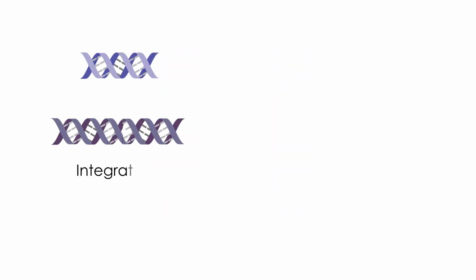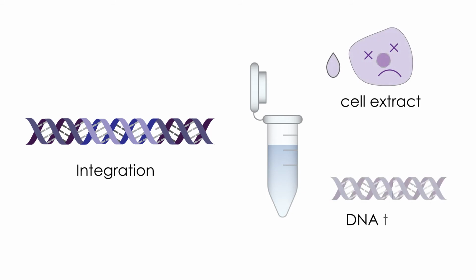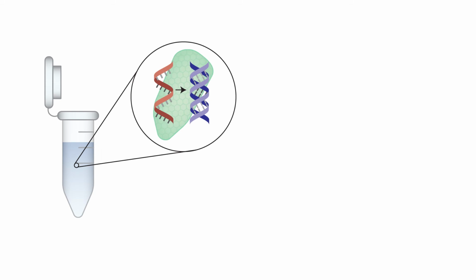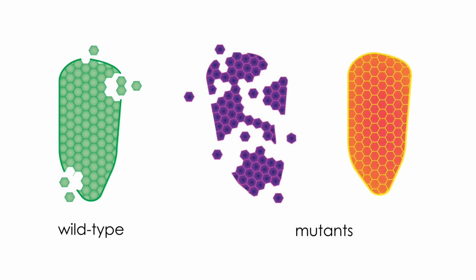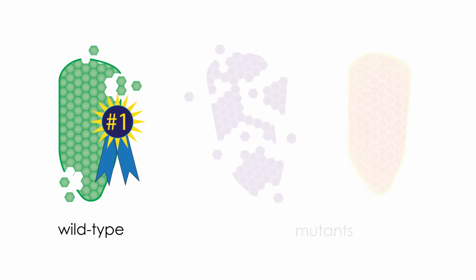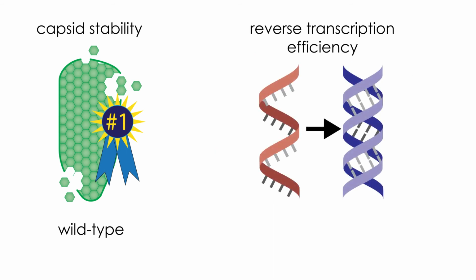We can also model HIV integration in our cell-free system by adding cell extract and a DNA target for HIV to integrate into. In the end, we measure the DNA that HIV produced. Remember the different mutants of the capsid that we tested? Surprisingly, the capsid that supported the most efficient reverse transcription was the wild type, showing a direct relationship between capsid stability and reverse transcription efficiency.